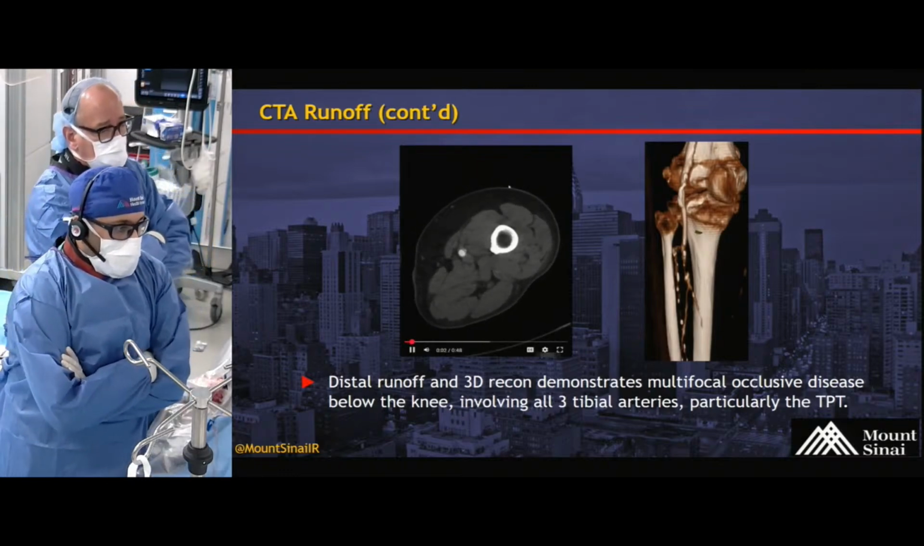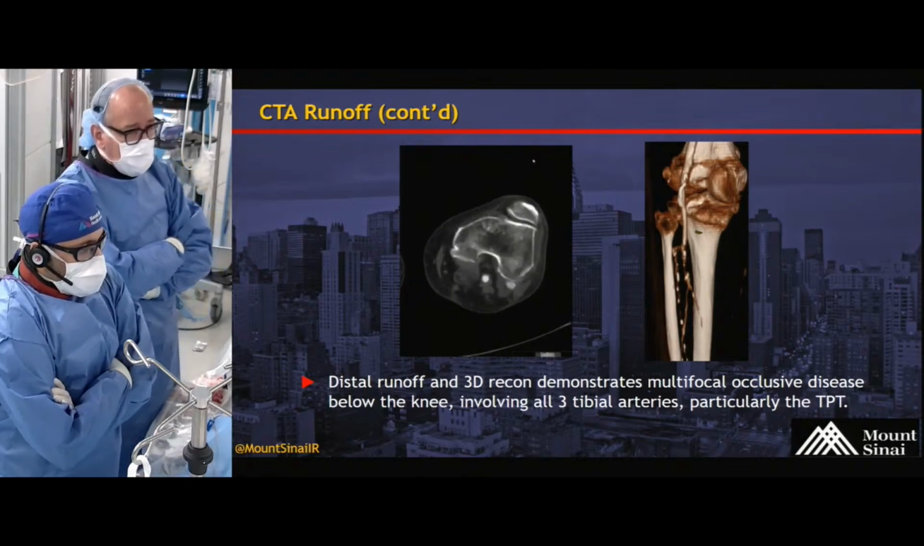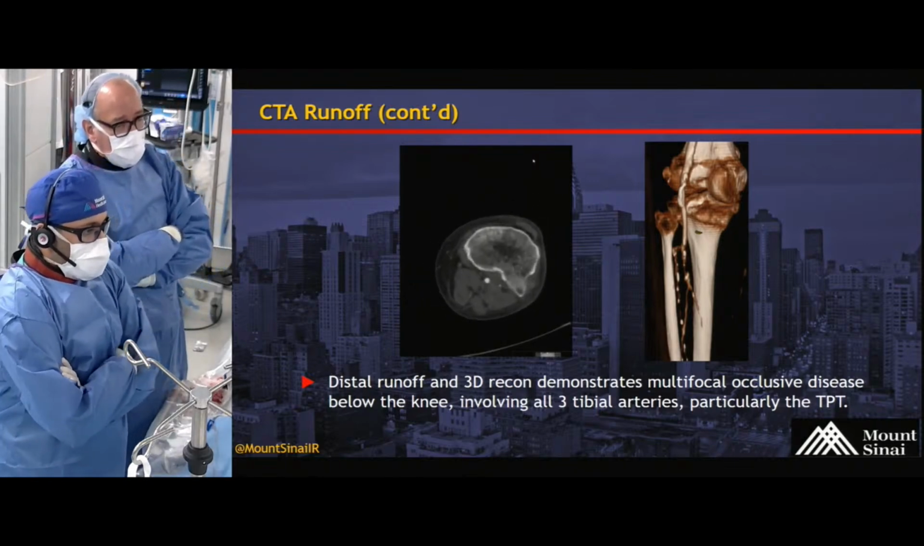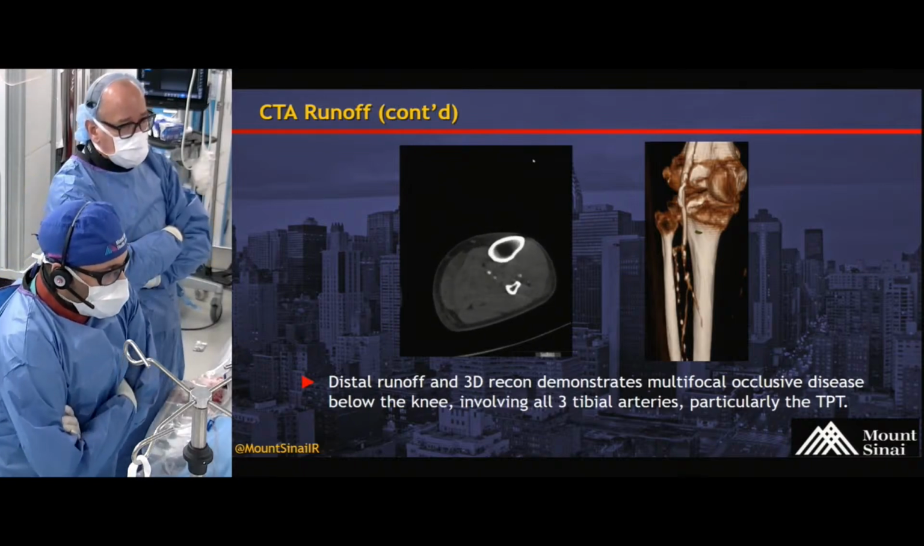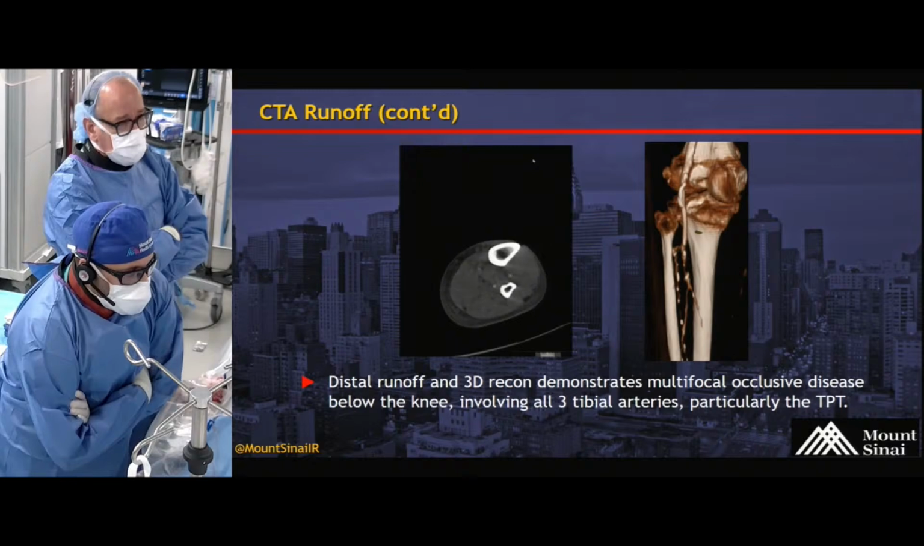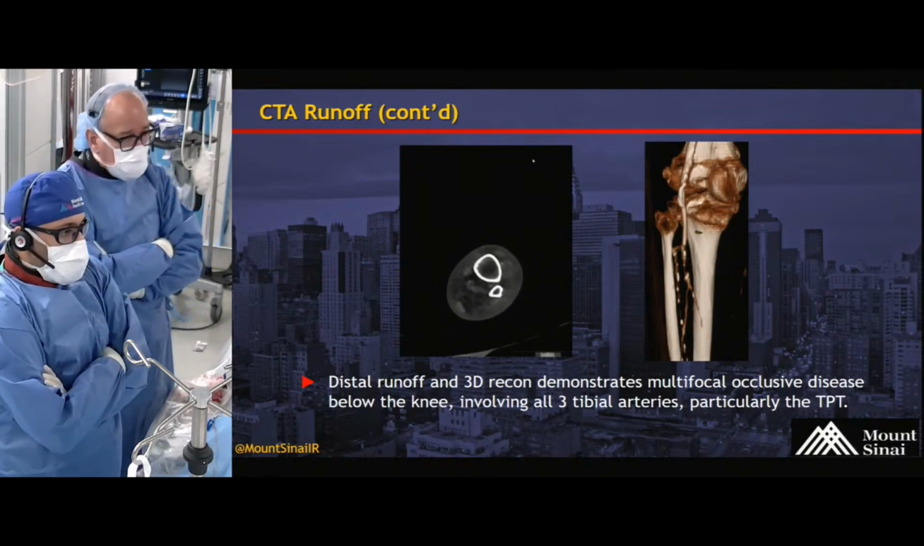So this is the distal runoff, which demonstrates multifocal... Right now it's still in the SFA, but it demonstrates multifocal occlusive disease below the knee involving all three tibial arteries, particularly the tibioperoneal trunk. On the right, we have a 3D recon demonstrating the same degree of multifocal occlusive disease.